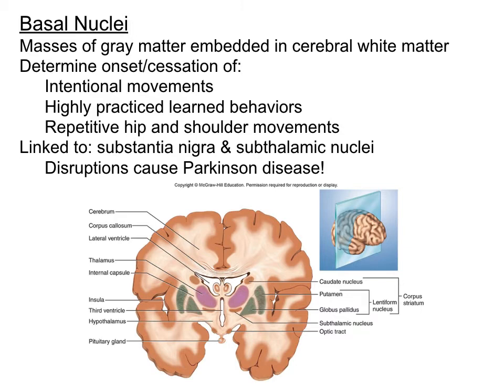Your basal nuclei also help to regulate those repetitive hip and shoulder movements during walking and running. Now, the basal nuclei, remember, are linked to the substantia nigra, also some of your subthalamic nuclei. And I just wanted to remind you that it's the dopamine from the substantia nigra that is going to regulate the function of these nuclei, and that the loss of the substantia nigra, the loss of that dopamine, causes a severe disruption in the coordination in these nuclei, and that disruption causes the symptoms of Parkinson's disease.